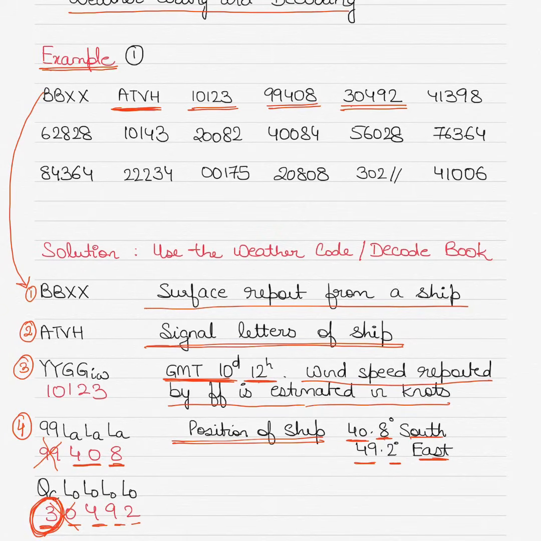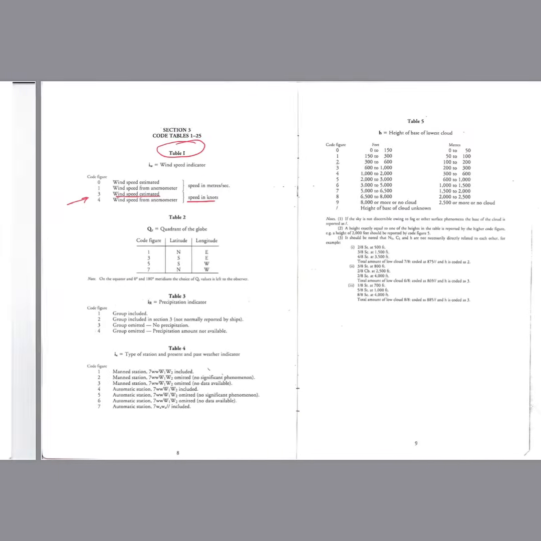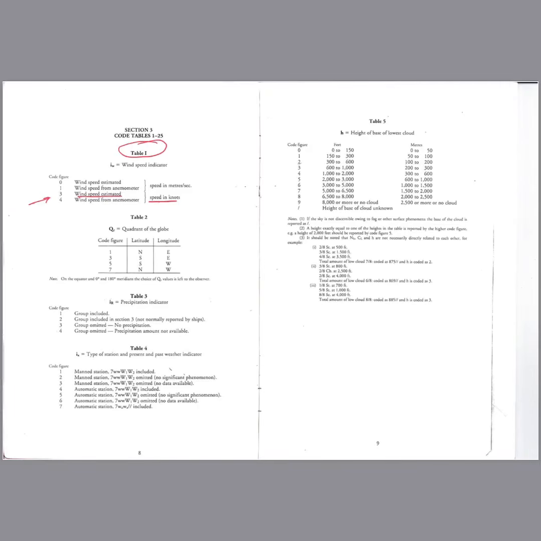Okay, so if you go back to the weather code book, you have to go into table 2 to determine what 3 stands for. So if you go into table 2 here, QC stands for the quadrant of the globe, and I had 3 as the quadrant. So 3 stood for south and east. That's why my latitude was south and my longitude was east. So that's how I got these values.